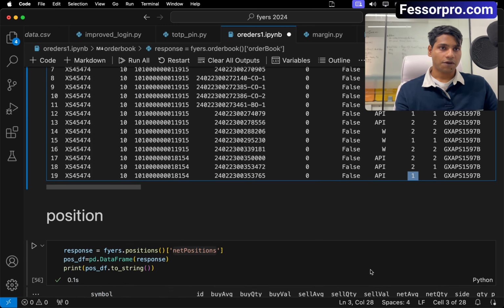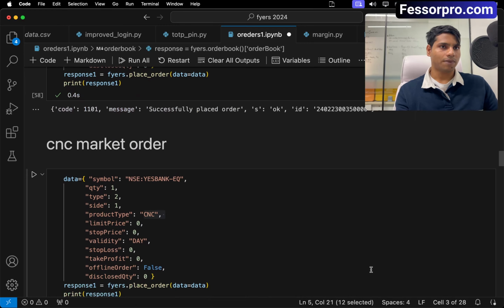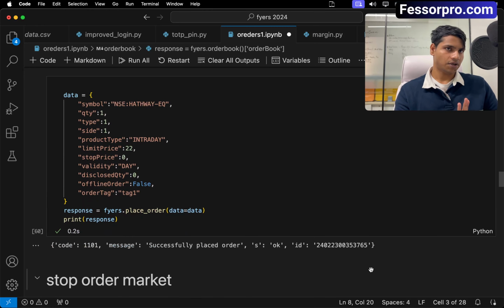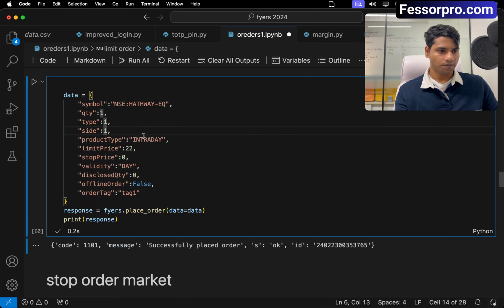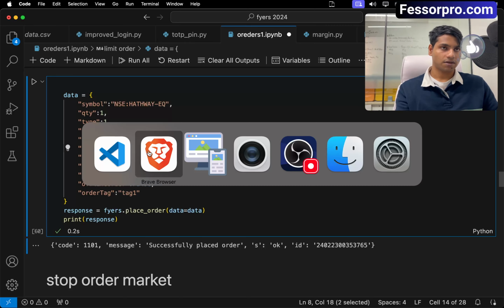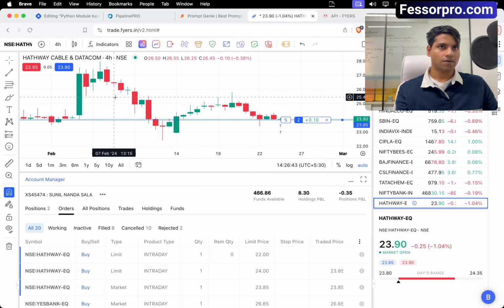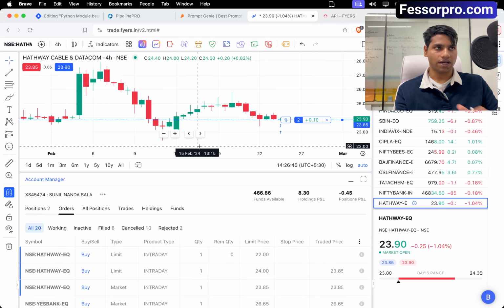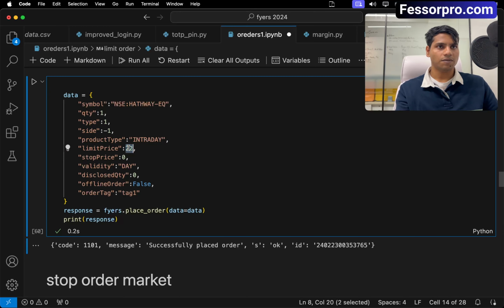I've shown you both how to buy a limit order and how to sell a limit order. I've shown you buy, so let me show you sell. Now when I'm selling, my side will be -1. If I have a limit price lower than the market price, it will be filled instantly, so I need a price above the market price. What is the price of Hathway? It is 23. So if I write 25, then my order will be pending.